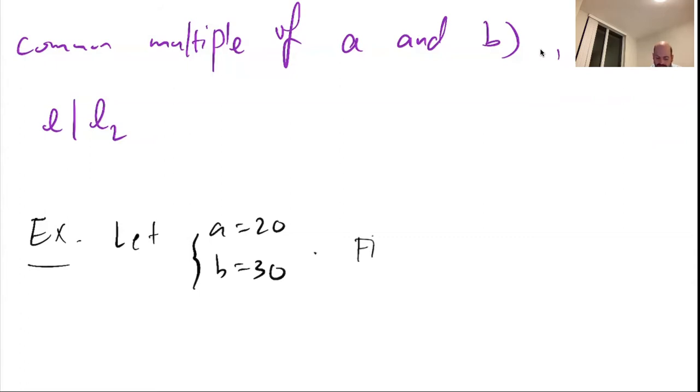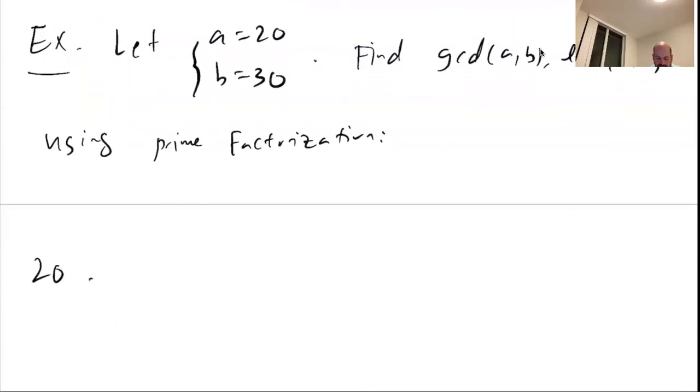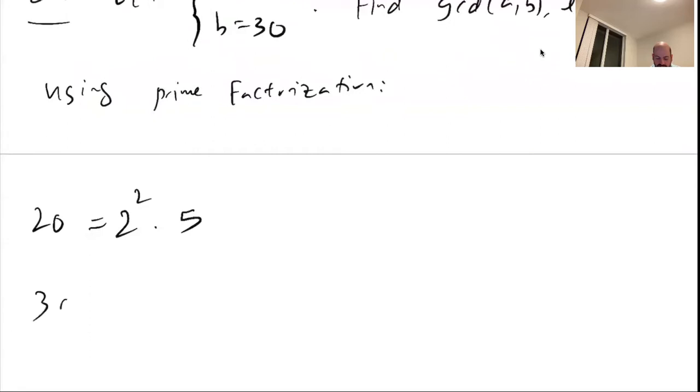So find GCD of A and B, LCM of A and B using prime factorization. So what was prime factorization of 20? 20 was 4 times 5, which means 2 to the power 2 times 5. And 30, the prime factorization is 2 times 3 times 5.